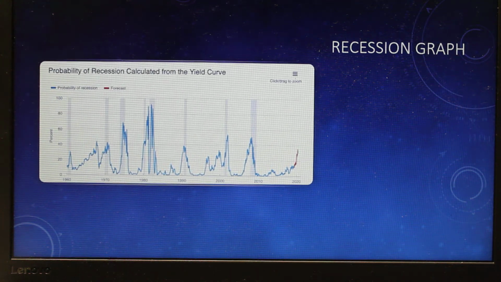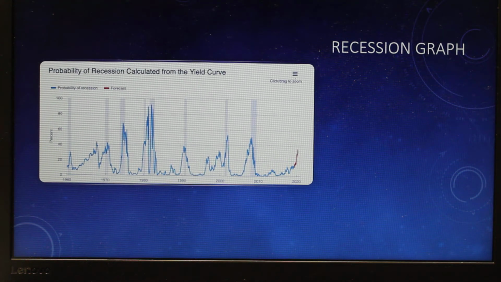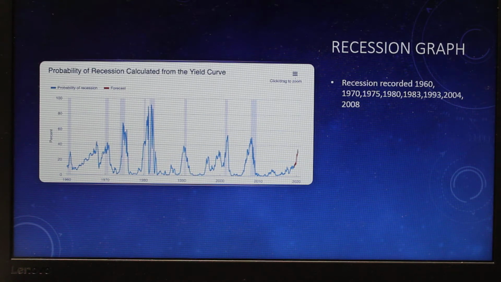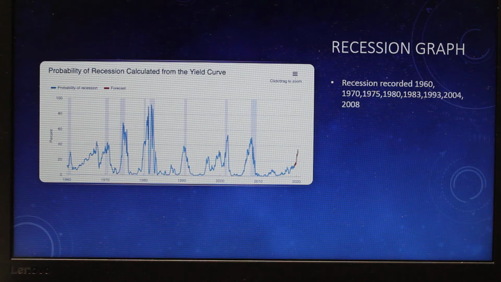So let's have a look at a graph. Here we can see on this graph that every 10 years there is a depression. Now let's actually look at it a little bit more in detail. We can see a recession was recorded in the 1960s, one in the 1970s, one in 1975, one in 1980, one in 1983, one in 1993, one in 2004, and one in 2008.